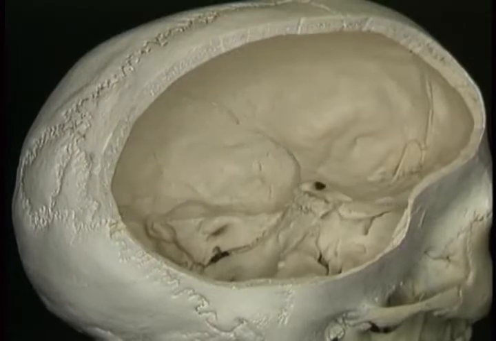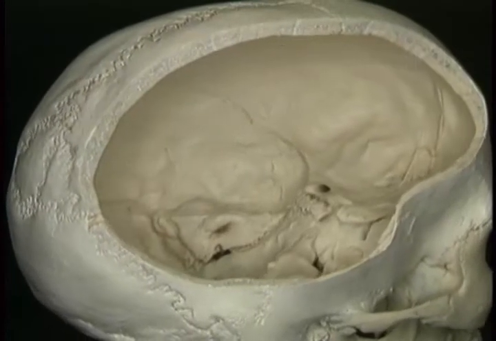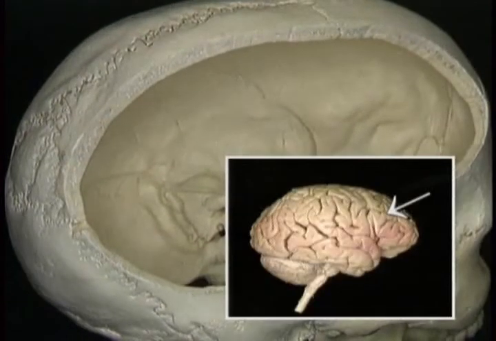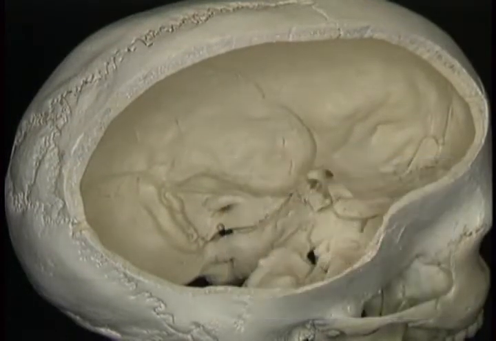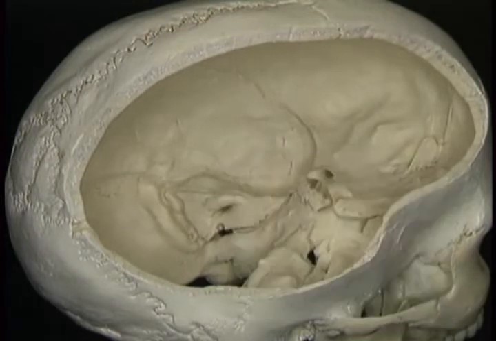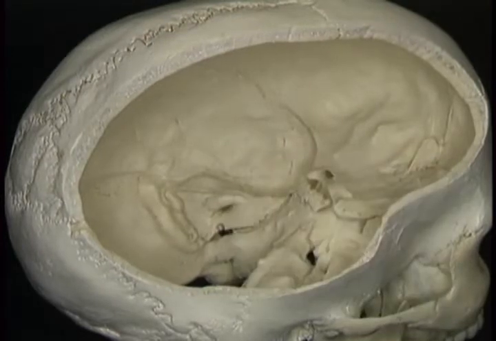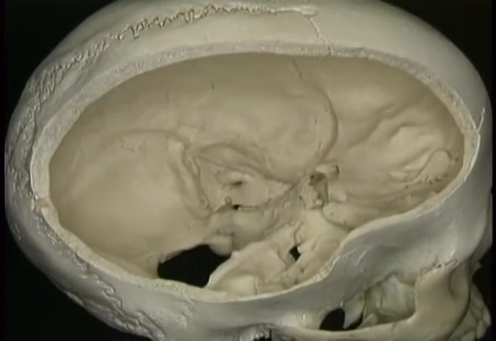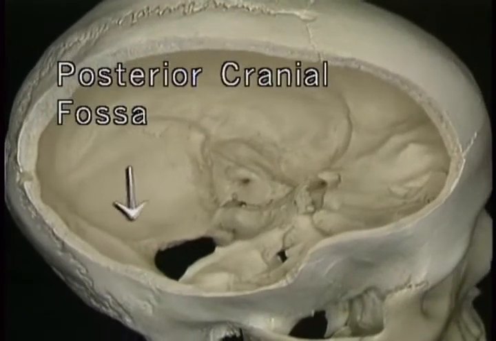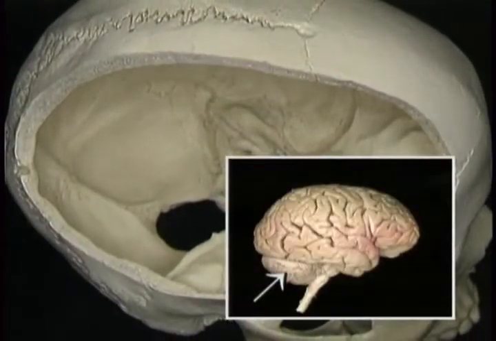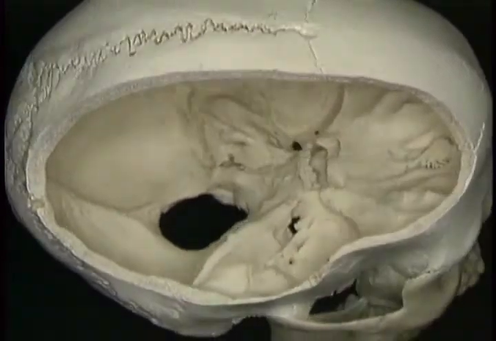Ridges separate the anterior cranial fossa from the middle cranial fossa. This part of the cerebrum, the frontal lobe, occupies the anterior cranial fossa. This part, the temporal lobe, occupies the middle cranial fossa. The petrous temporal bones separate the middle cranial fossa from the posterior cranial fossa. The posterior cranial fossa contains the cerebellum and the brainstem.